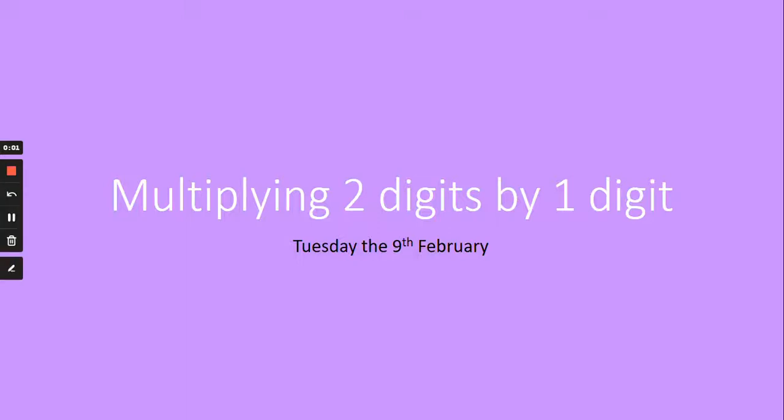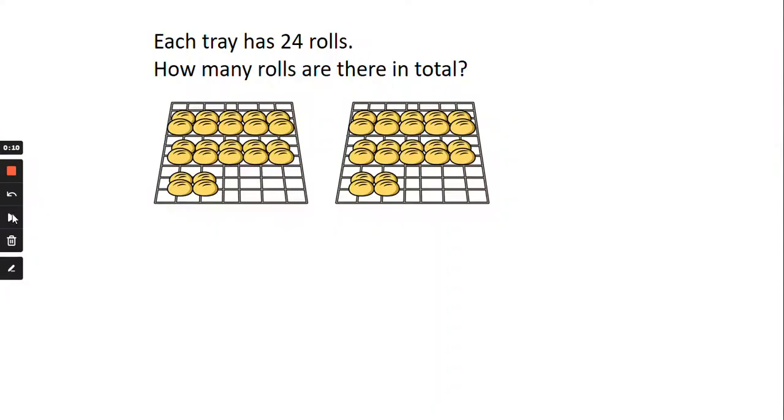Hi Year 4, today is Tuesday the 9th of February and we are looking at multiplying a 2-digit number by a 1-digit number. Yesterday we started looking at this and how to use the short multiplication. We're going to have a recap of how to do that now looking at this question.